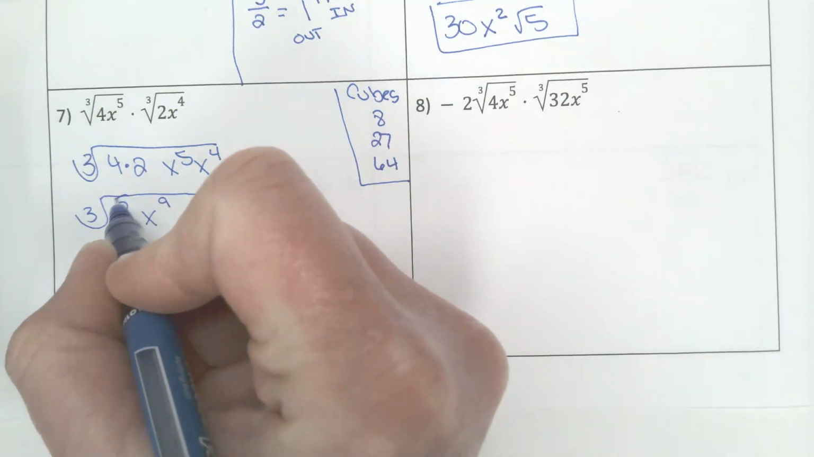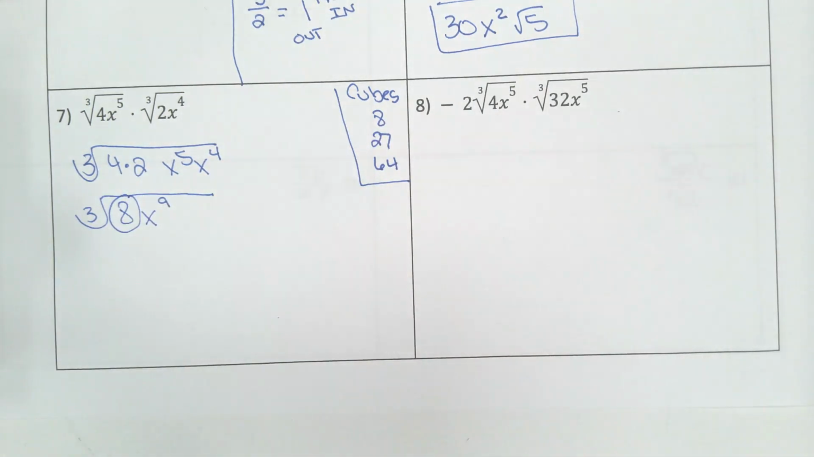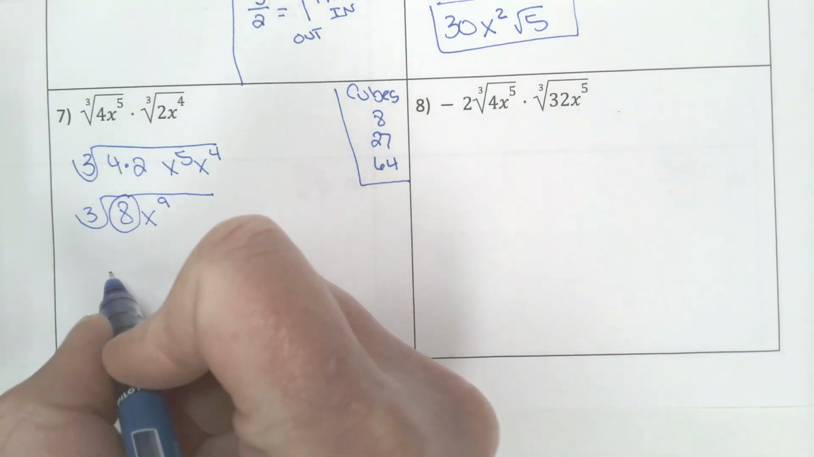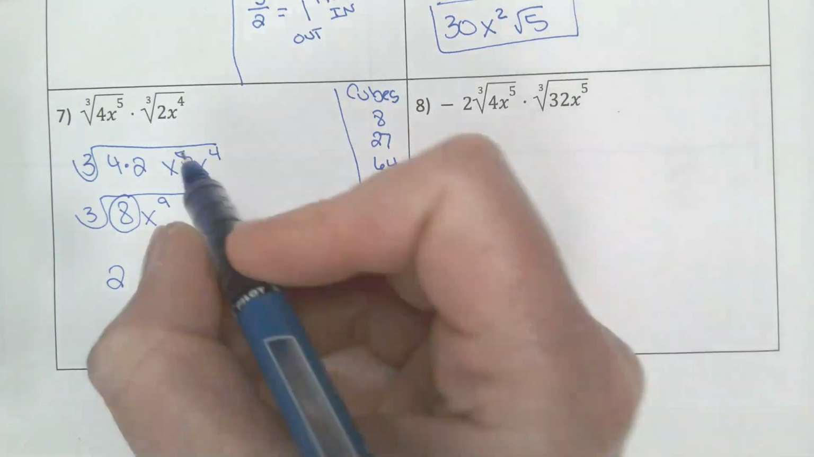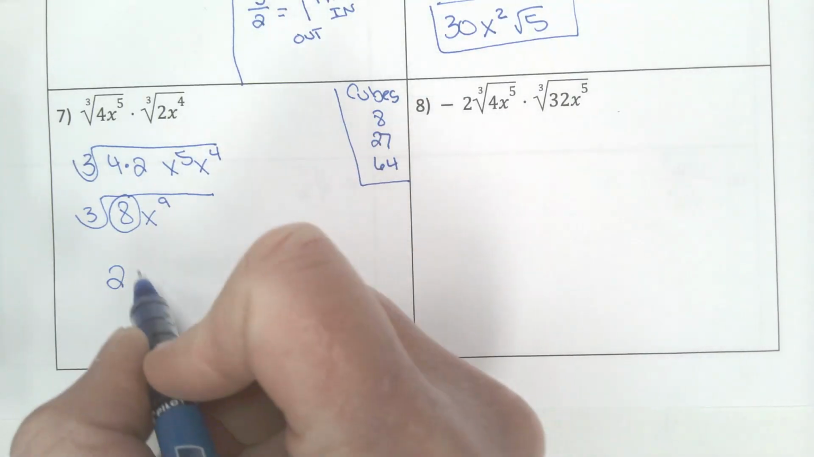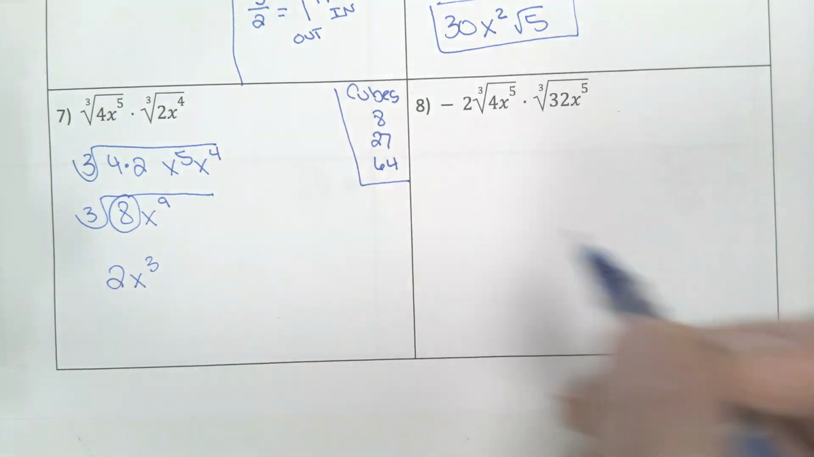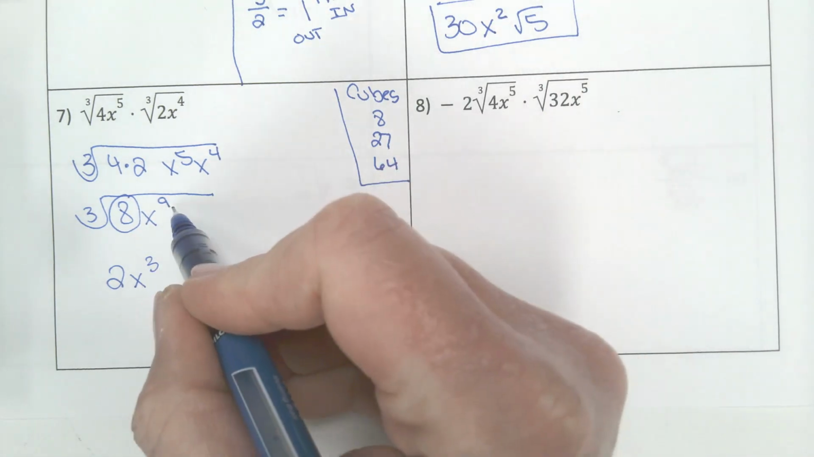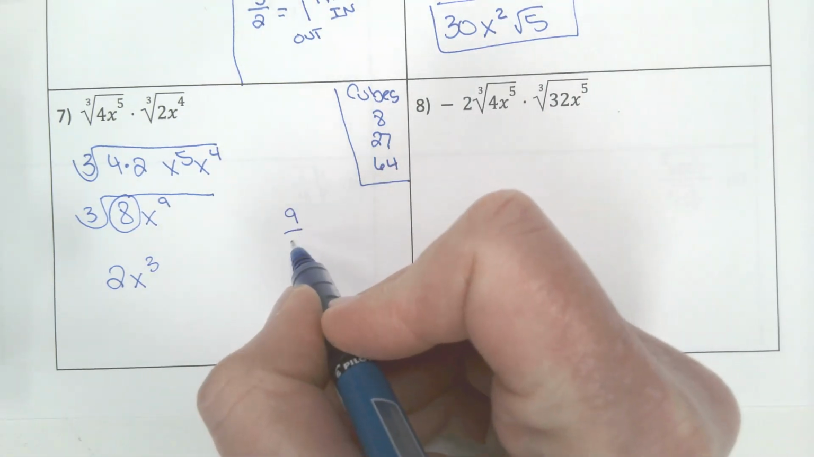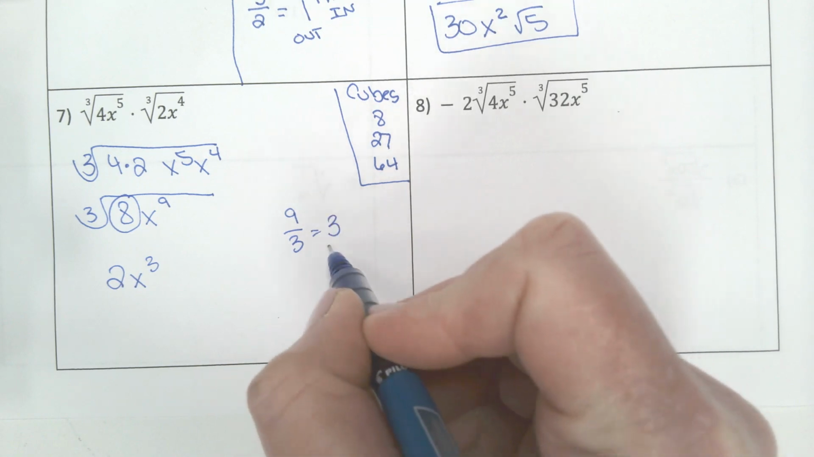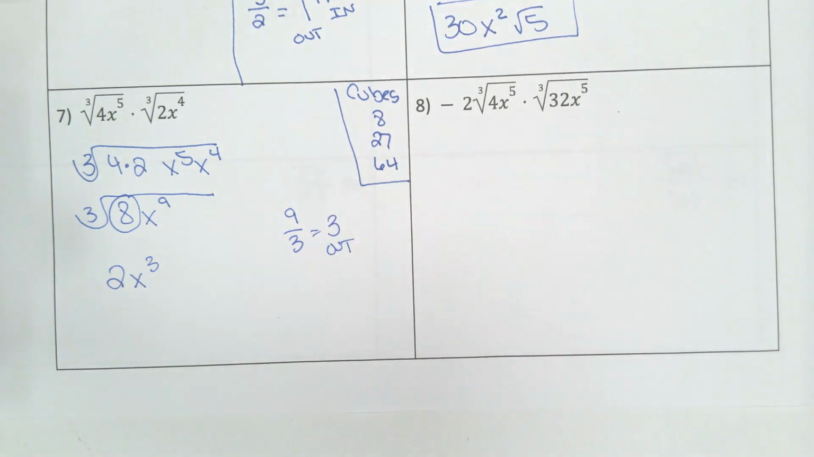Well, this one turned out pretty nice. 8 is a perfect cube. The cube root of 8 is 2. And then the cube root of x to the ninth is x to the third. Because remember, when you do variables, you take your exponent divided by your index. And so that just gives me 2x to the third.